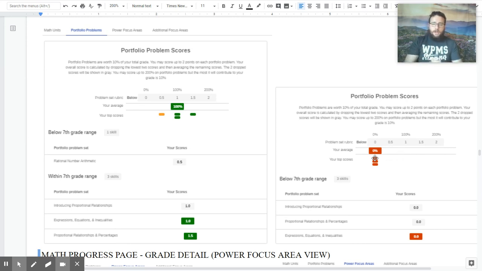Now, in some years and in some schools, in some classes, the portfolio problem does not count. It's not included in the total. And if that's the case, either the test is going to be worth a little bit more or the content assessments are going to be worth a little bit more to make up for it. But again, if the portfolio problem is counting, take advantage of it.